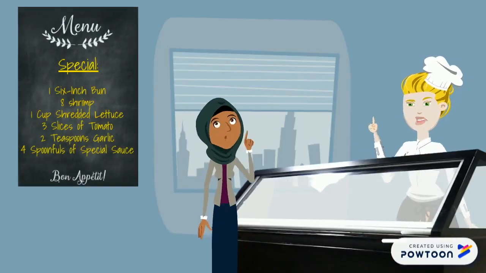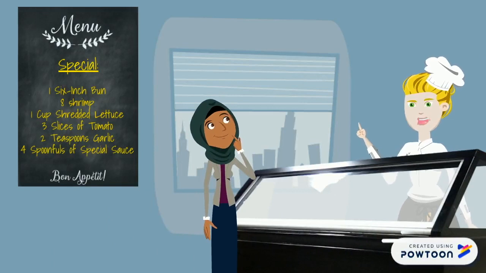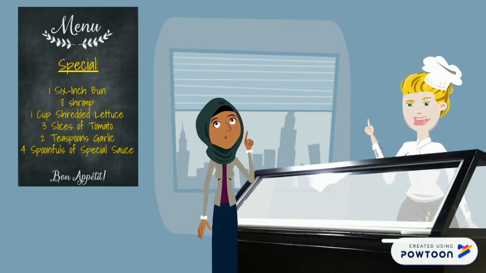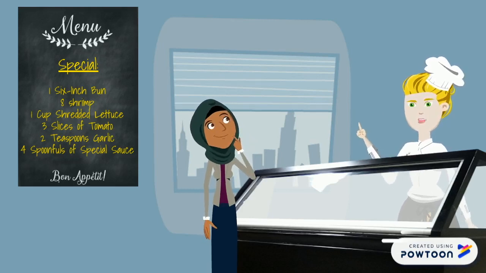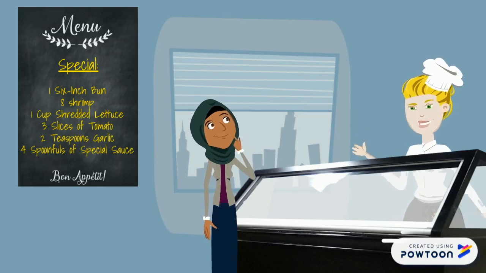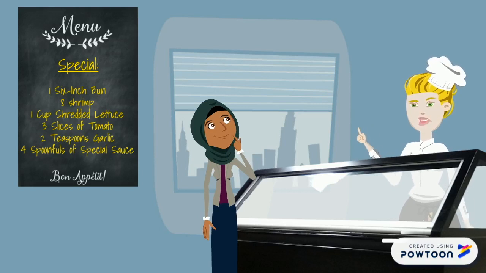One more practice question of this style. Aisha went to the local sandwich shop to purchase lunch for her friends. She wants to order as many of the specials as possible because she does not know how hungry her friends are. The menu board says that the special consists of 1 6-inch bun, 8 shrimp, 1 cup of shredded lettuce, 3 slices of tomato, 2 teaspoons of garlic, and 4 spoonfuls of their special sauce.